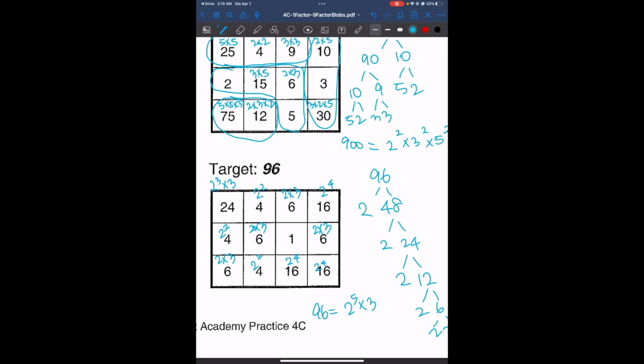And so these two can be grouped into 1, since that can result in 2 being multiplied 5 times and 3 being multiplied once. This is also the same logic, since it's 2 to the power of 4 times 2 times 3. That translates to 2 to the power of 5 times 3. And then these two can be grouped together so that 2 is multiplied 5 times and 3 is multiplied once. And then these 3 can be grouped into one blob and these 3 into one blob.